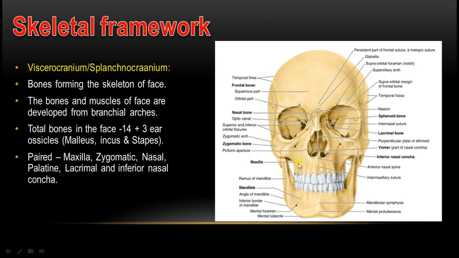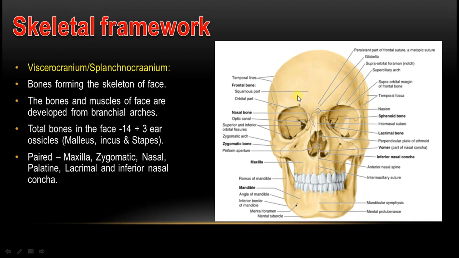You have a pair of maxilla on either side. Then the zygomatic bones you are able to see here, a pair of maxilla, a pair of zygomatic bones, a pair of nasal bones, and at the medial wall of the orbit you can see the lacrimal bone, and you are able to see one projection inside the nasal cavity. That is the inferior nasal concha. So 6 bones, since they are paired, actually form the 12 bones.